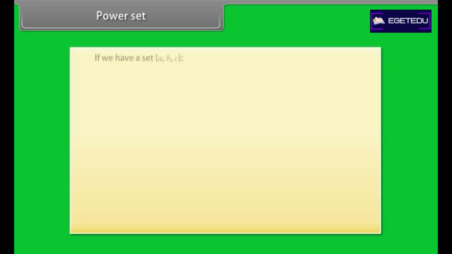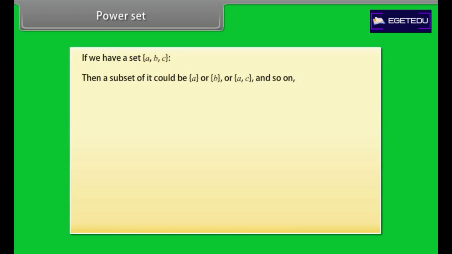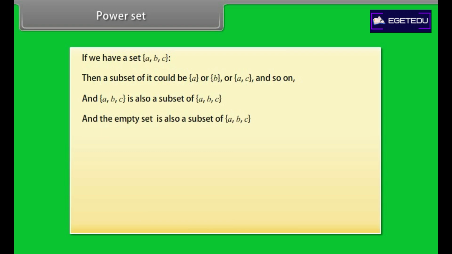Power set. If we have a set {A, B, C}, then a subset of it could be {A} or {B}, or {A, C}, and so on. And {A, B, C} is also a subset of {A, B, C}. And the empty set is also a subset of {A, B, C}. The power set PS is equal to {empty set, {A}, {B}, {C}, {A, B}, {A, C}, {B, C}, {A, B, C}}.